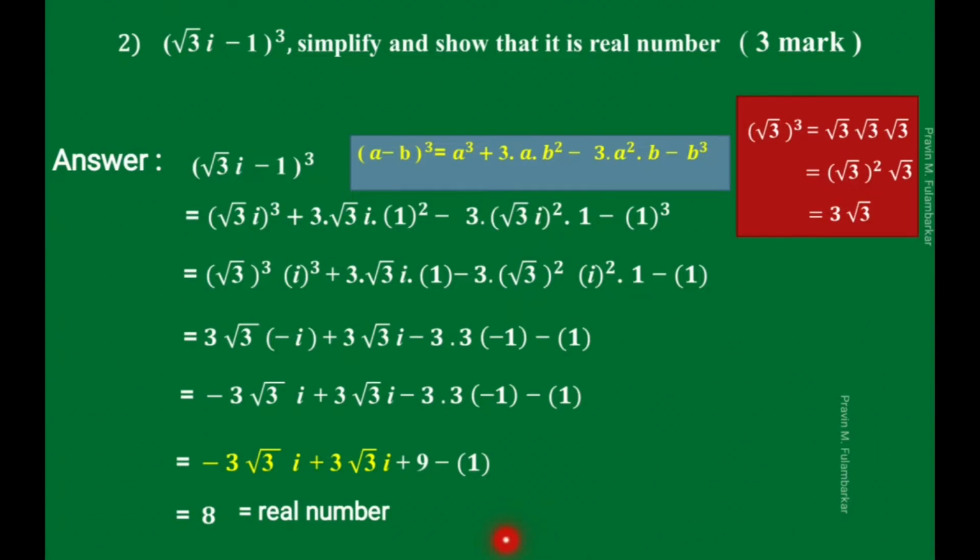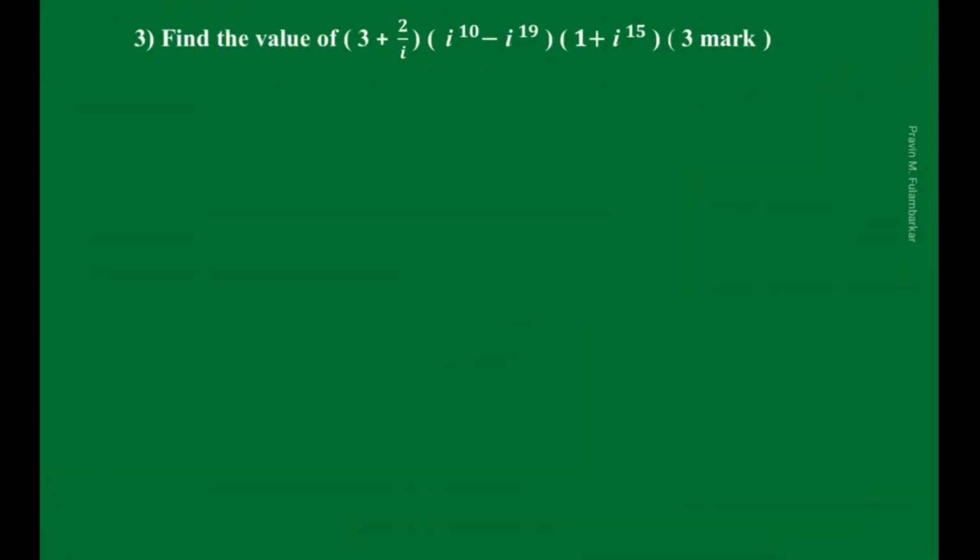So we have to show this cube is a real number. Now see the solution of question number 3. Find the value of (3 + 2/i)^10 − i^19 (1 + i)^15. This question asks for 3 marks.